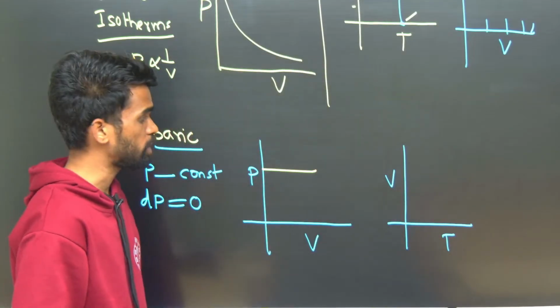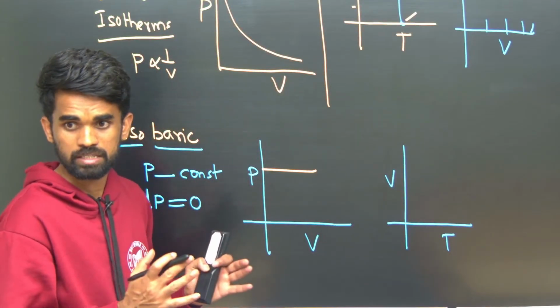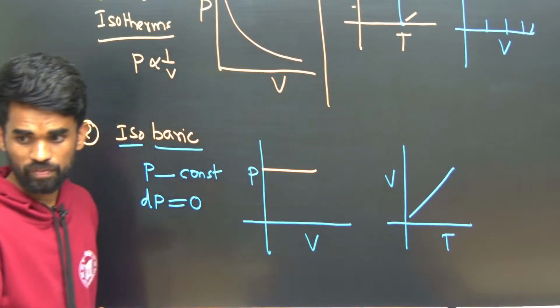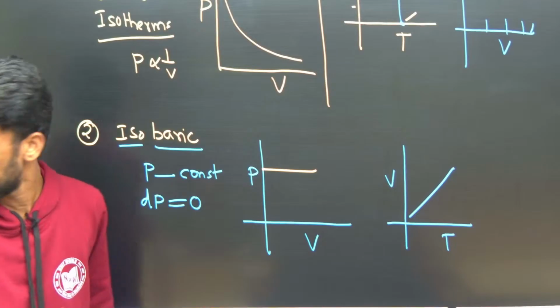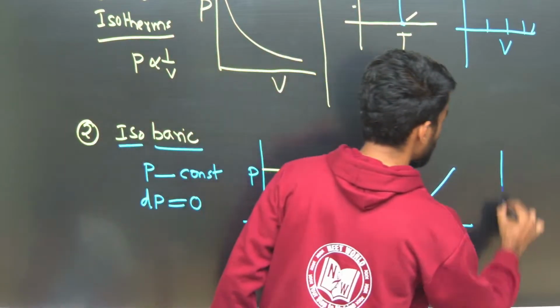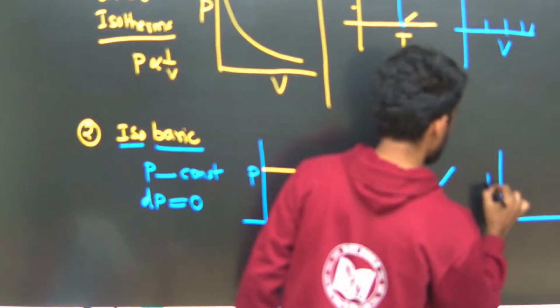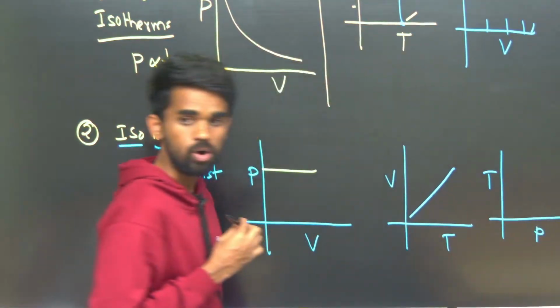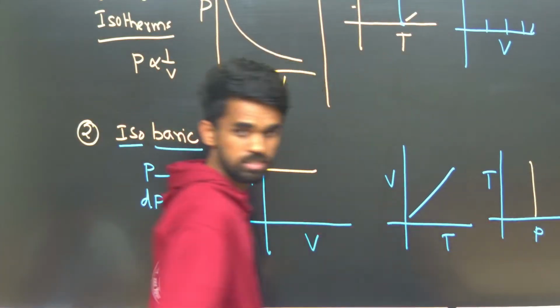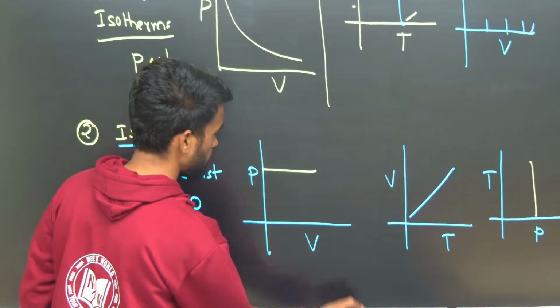And V versus T I am drawing. With increase of temperature, volume also expands. So something like this. With increase in temperature, volume also expands. So you should draw it like this. If I want to draw T versus P, tell me how can I draw? Like this, right?